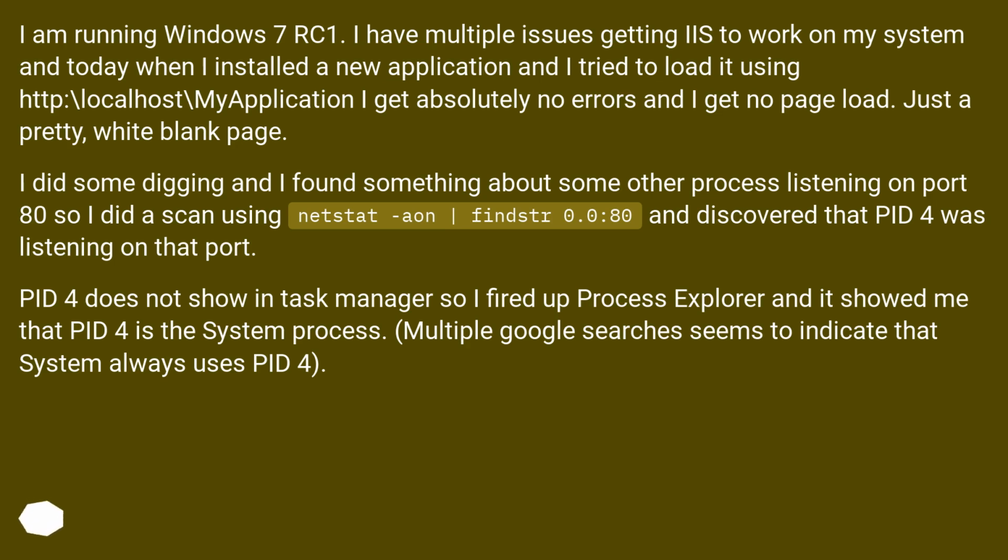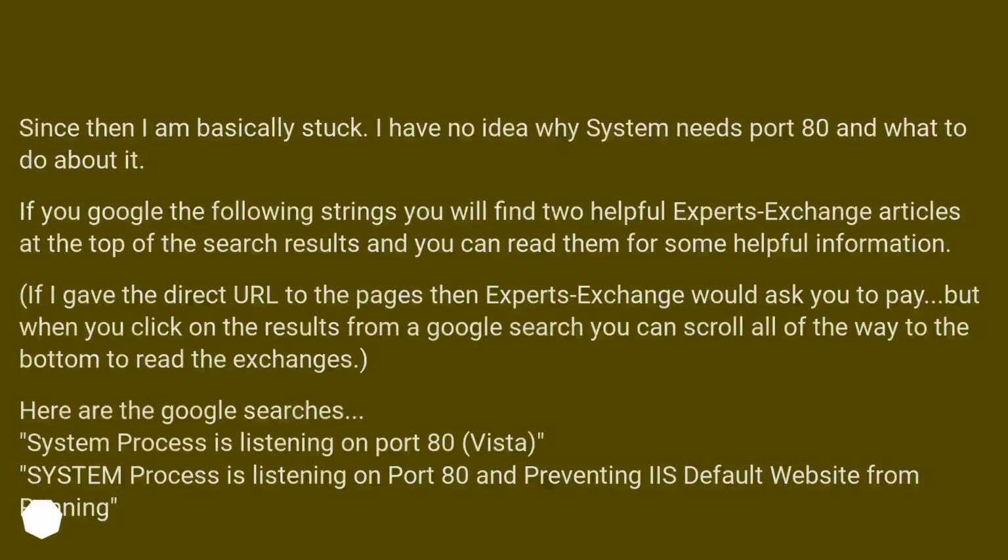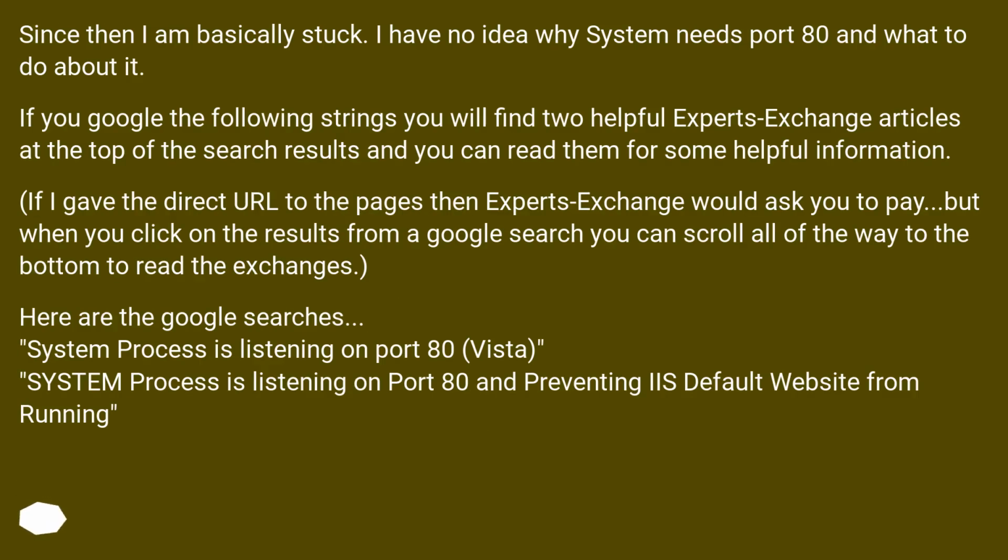I did some digging and I found something about some other process listening on port 80, so I did a scan using netstat -aon, findstr 0.0:80, and discovered that PID 4 was listening on that port. PID 4 does not show in Task Manager, so I fired up Process Explorer and it showed me that PID 4 is the system process. Multiple Google searches seem to indicate that system always uses PID 4. Since then I am basically stuck. I have no idea why system needs port 80 and what to do about it.